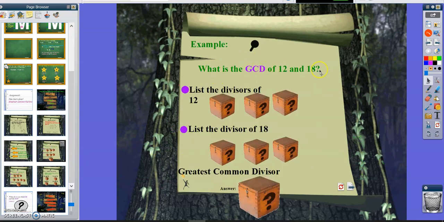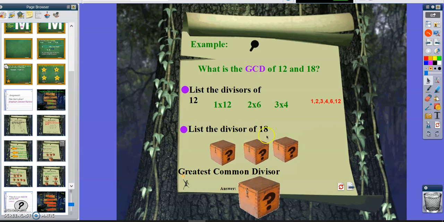What is the GCD of 12 and 18? First of all, we will find the divisors of 12. So what are the numbers multiplied by each other that give us 12? We have, first of all, 1 times 12. Then we have 2 times 6. Then we have 3 times 4. So these 6 numbers are the divisors of 12: 1, 2, 3, 4, 6, and 12.